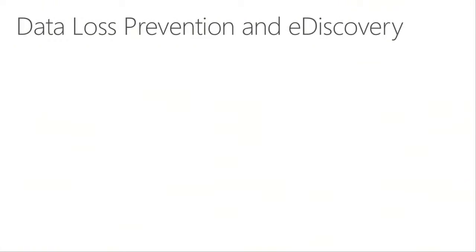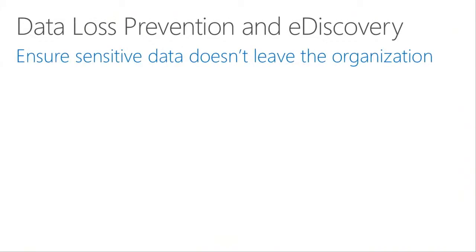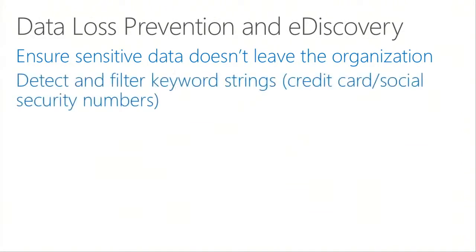Next one around compliance is data loss prevention and e-discovery. And this will ensure that sensitive data doesn't leave the organization. So that, let's say, a user can't communicate outside of the organization based on the type of content and things like that. So similar to before, detect and filter on keyword strings, credit card numbers, social security numbers, so that if, say, I'm a user here and I try and send an IM to a Skype user with a credit card number in that, I've got something in the infrastructure that can block that credit card number from leaving the organization.